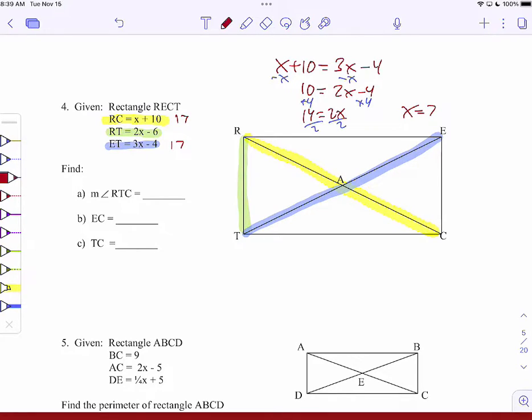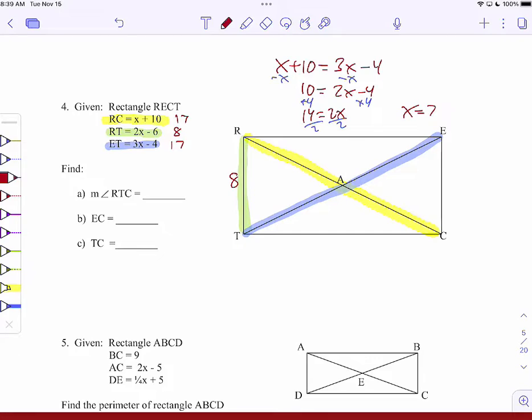Now that I know x, I can plug that in and get RT. RT is 2 times 7 minus 6. That's 8. So this is 8. I could write an 8 right there. I didn't even have to look at these to know that I'm going to have to find x. I have to find x to do this.